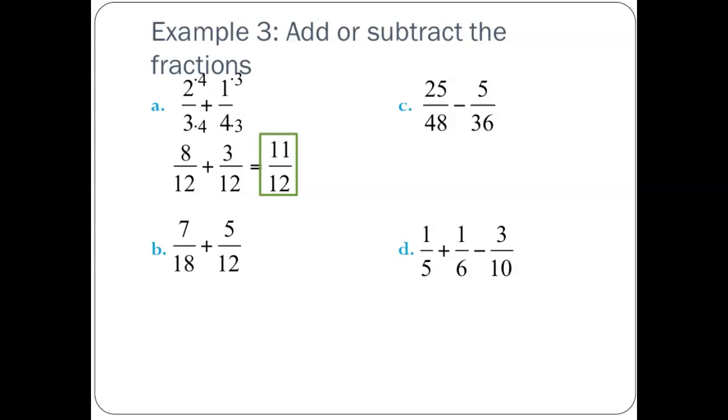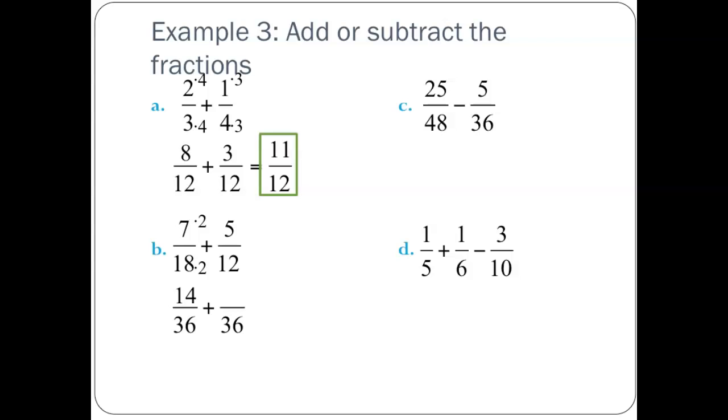All right, so start with 18. 12 does not go into 18. 18 times 2 is 36, and 12 does go into 36. So we can use 36 as our common denominator. So how did we get to 36? I multiplied 18 by 2, so I'll multiply the 7 by 2 as well. That gives me 14.